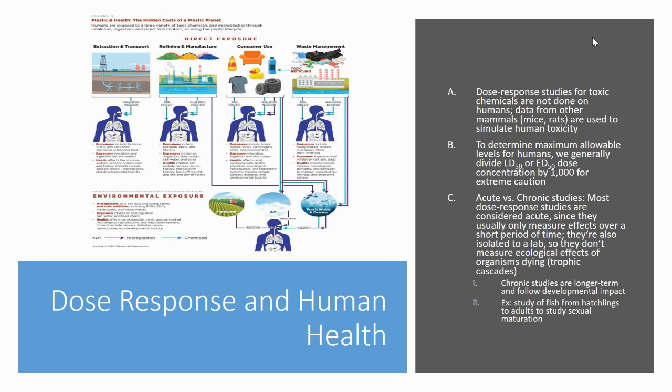For example, if one organism in a food web were highly affected by a certain concentration of a toxin and that organism begins to die off, we're going to see a kind of trickle down effect in the food web. Now, chronic studies are much longer term and follow developmental impact. They can follow the impact of that toxin from development in a fetus all the way up until adult. So we can see, for example, the study of fish from hatchlings all the way to adults, to their sexual maturation, and where and how that toxin is going to affect them.